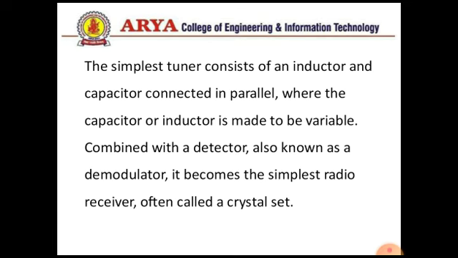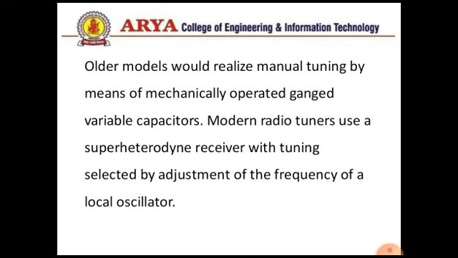The simplest tuner consists of an inductor and capacitor connected in parallel. If we talk about the simplest tuner, it has only an inductor and a capacitor, where the capacitor or inductor is made variable. They can be changed according to the application or desire. Combined with a detector, also known as a demodulator, it becomes the simplest radio receiver, often called a crystal set.